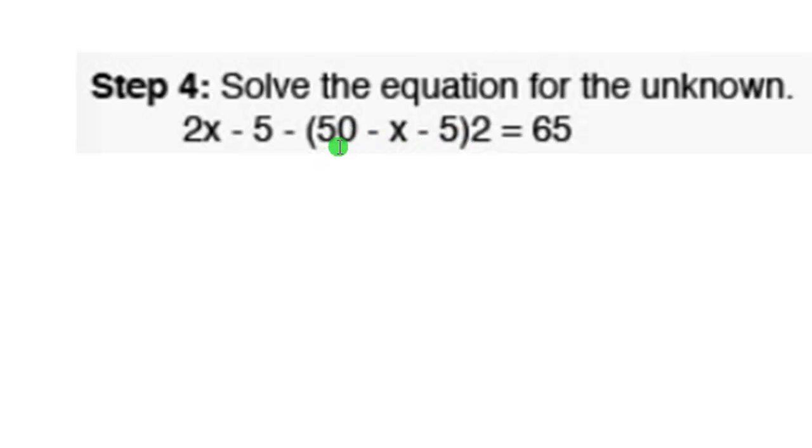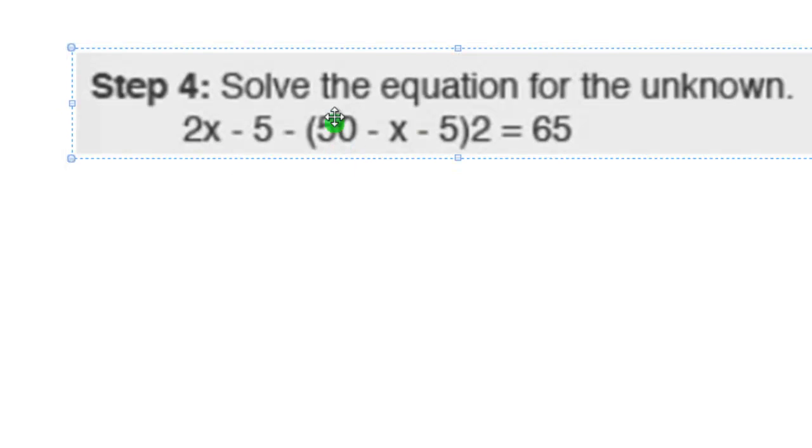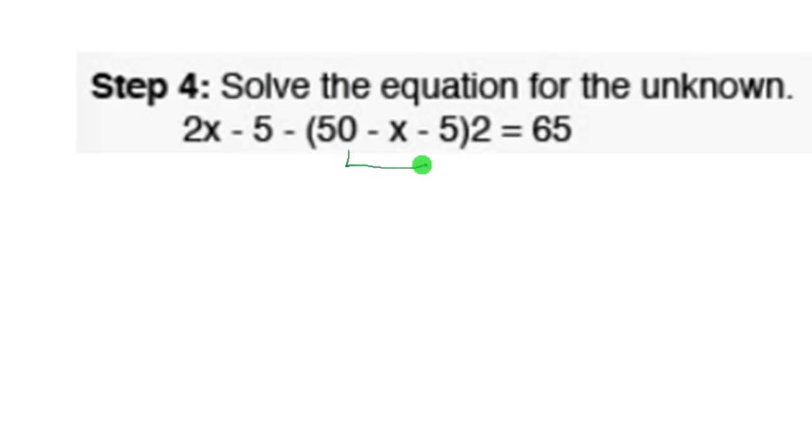And inside the parentheses, there are some like terms. You have this 50 and this -5, 50 minus 5. So I would recommend that those two like terms be combined, and you actually subtract 50 minus 5, which is 45. So bring down what you've got from above, but now in the parentheses you're going to have 45 minus x.